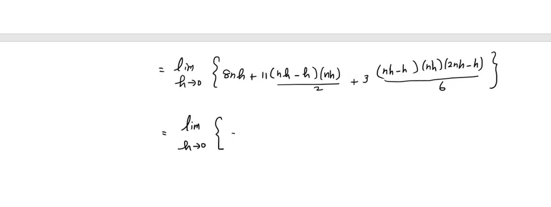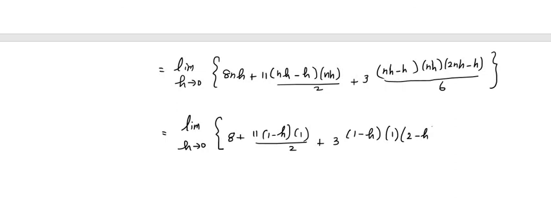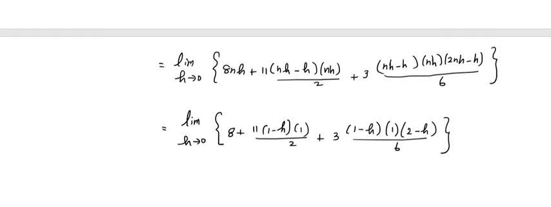Therefore 8 into nh is 1. That is 8 plus nh, that is 11, nh, that is 1, H minus 11. nh is 1. Therefore 1 minus h. Again nh, that is 1, whole divided by 2 plus here 3. This is nh, that is 1, therefore that is 1 minus h. Here nh, that is 1. Again 2 nh, therefore 2 into 1, 2 minus h whole divided by 6. Therefore, see, I have removed all the n. I have eliminated all the n by substituting the value of n.